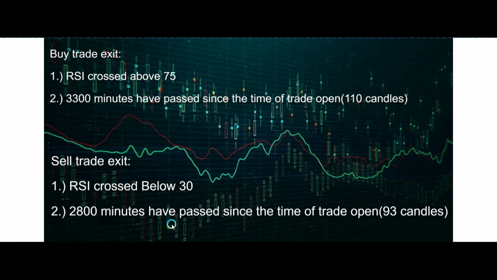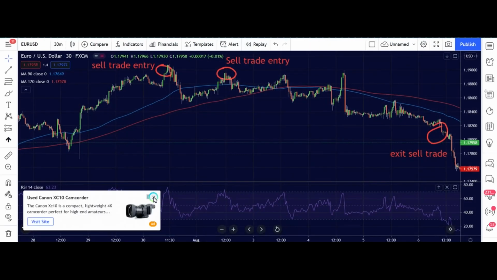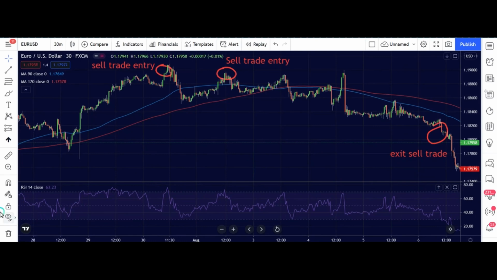Let's see some trade examples. I just want to show you some on TradingView, then we are doing the visualization. Now let's see. So basically, what we have here is, of course, a 90-period moving average, that is the blue one, and a 170-period moving average, which is the red one.